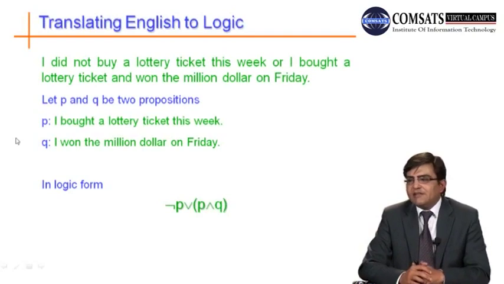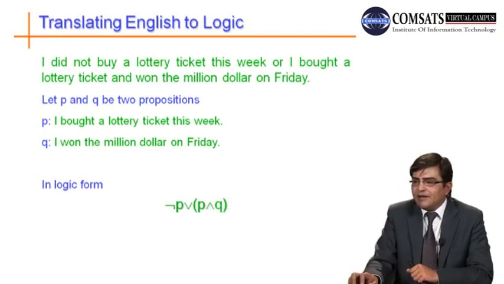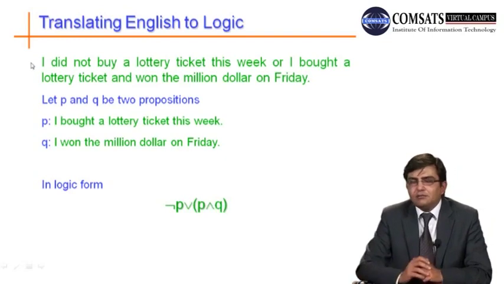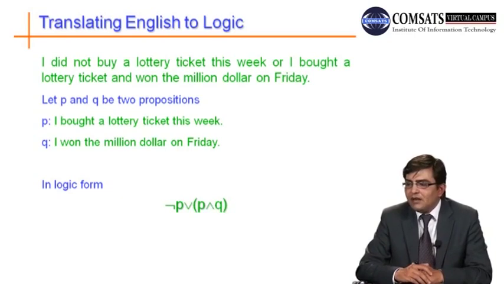Now we will see how we translate some English sentences or statements into the logical form. For example, you are watching a statement here on the screen: I did not buy a lottery ticket this week, or I bought a lottery ticket and won the $1 million on Friday. Now this is a composite statement, and how can we write it in logic form?